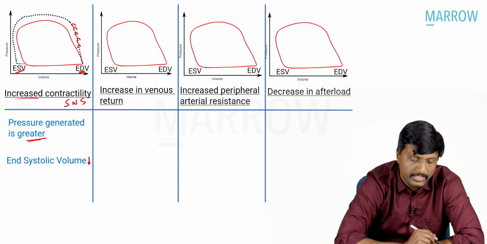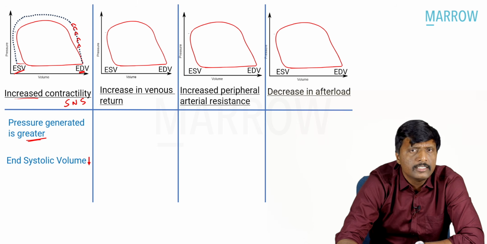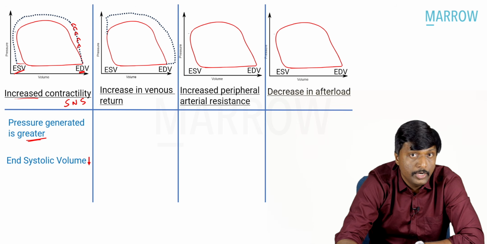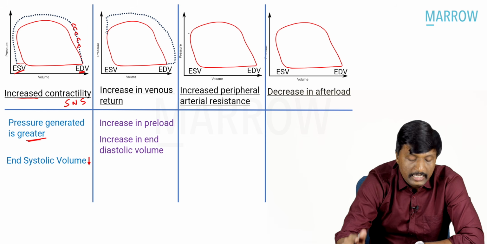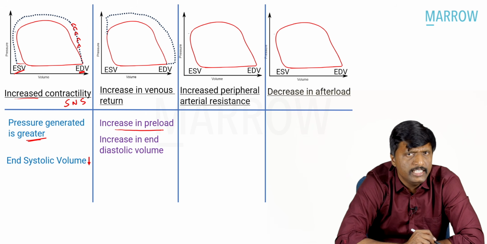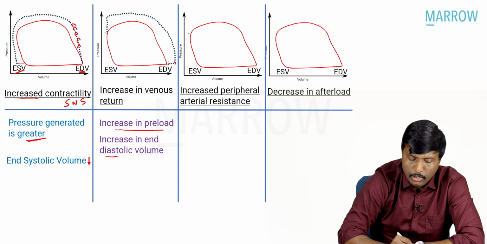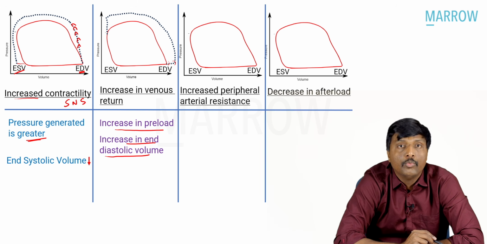Correct? Next, increase in venous return. Venous return obviously means preload. This is how the graph is going to look, very simple. An increase in venous return means an increase in preload. Preload always means end diastolic volume. So there is an increase in end diastolic volume.